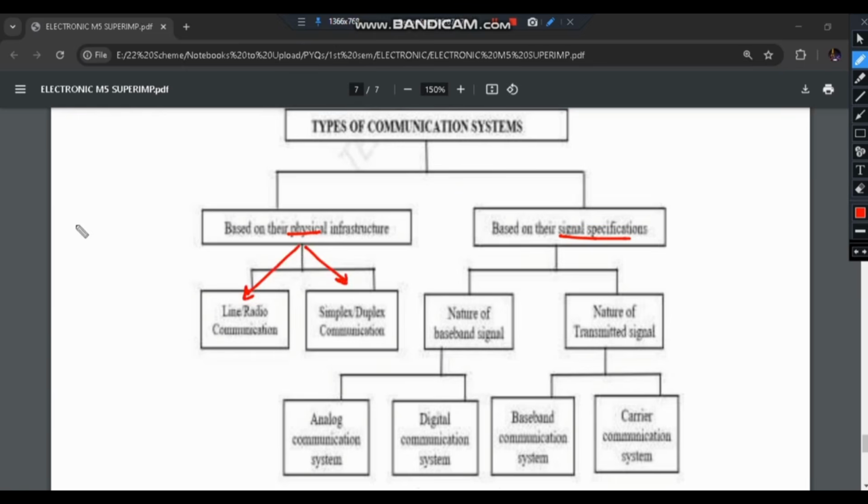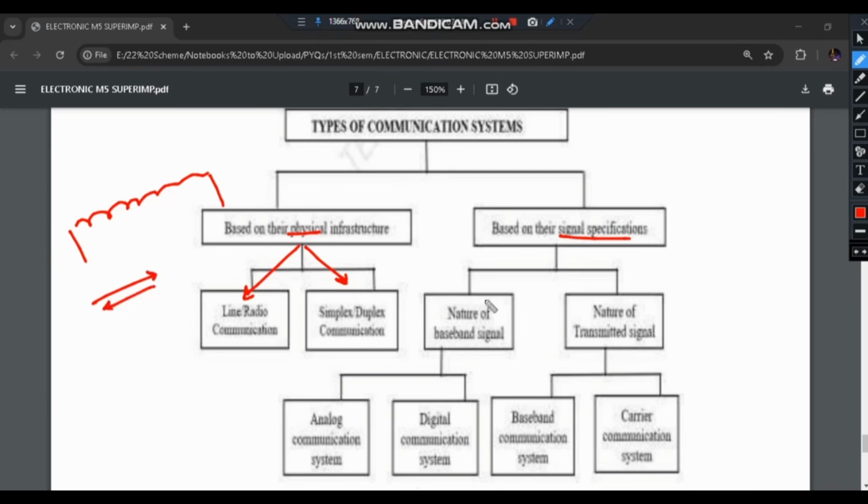In line or radio communication, we will be having things like this, right? If you might have seen somewhere on the road, there will be lines like this. That communication is the line or radio communication. And second is the simplex or duplex communication. Simplex communication will be one way, duplex will be both ways. Okay, so two types are here.